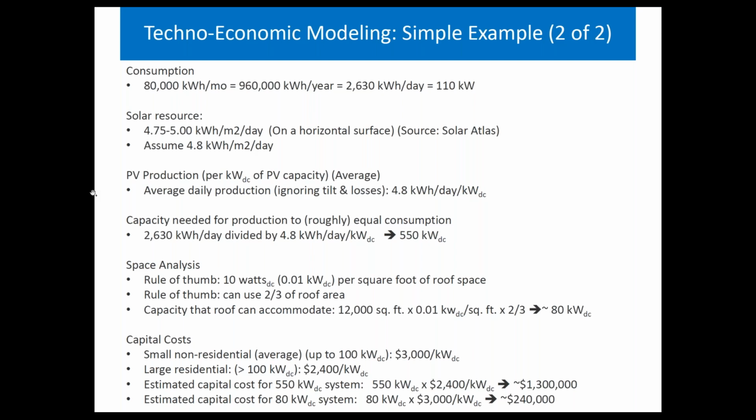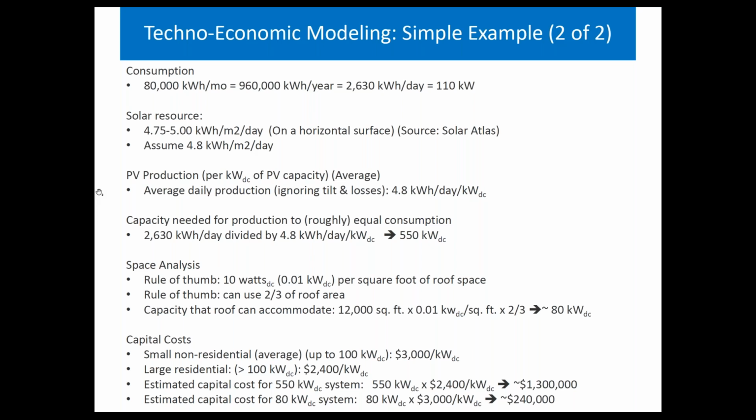Your solar resource, go to your handy dandy solar atlas, and I'll show you a resource later on. The color coding for your location shows a solar resource of about 4.75 to 5 kilowatt hours per meter squared per day on a horizontal surface. So being slightly conservative, you're going to assume the low end of that, and we'll assume 4.8 kilowatt hours per meter squared per day.